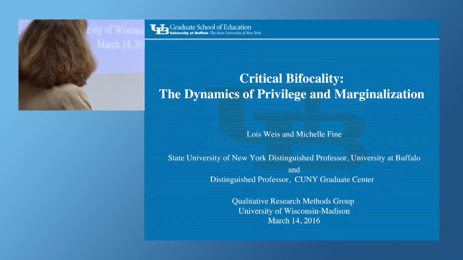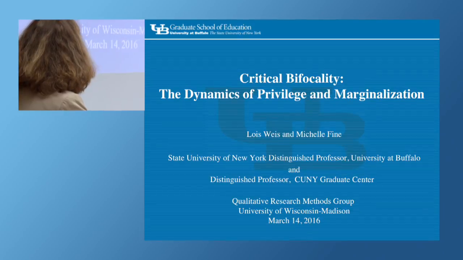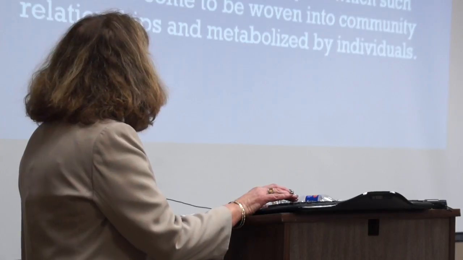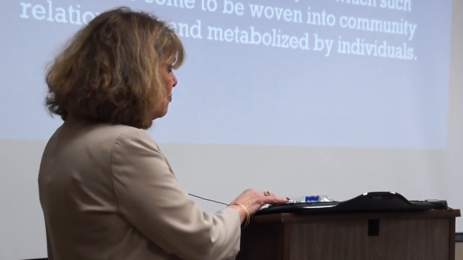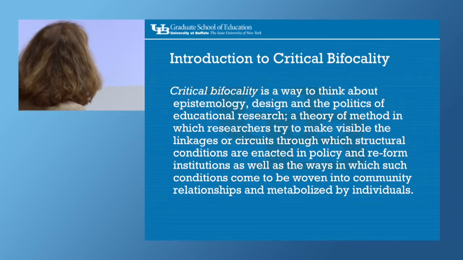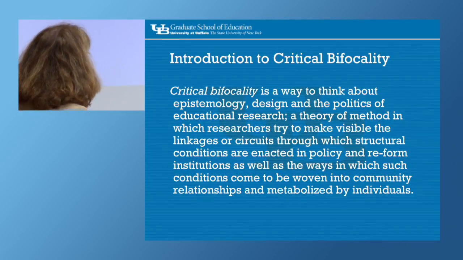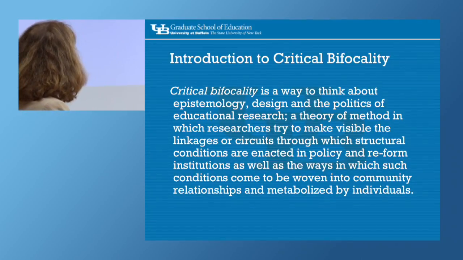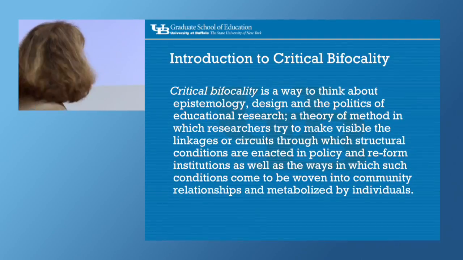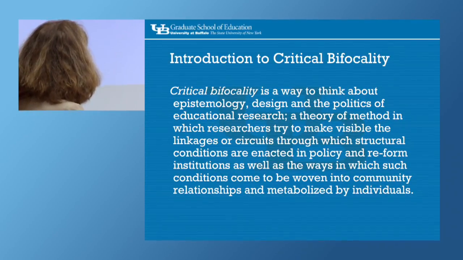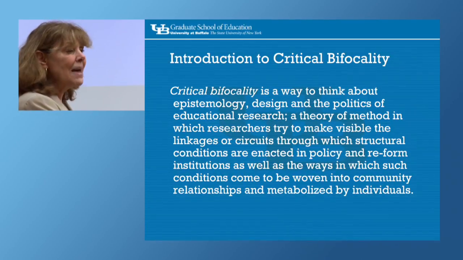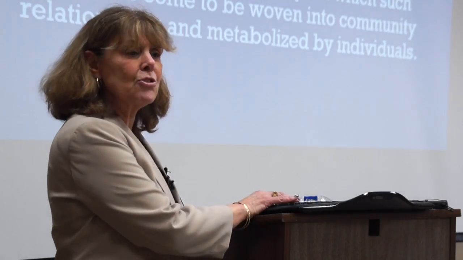So we call this critical bifocality, the dynamics of privilege and marginalization, and this is designed for the qualitative methods group. Let me just give you a couple of definitions here, and then I'm going to move to what we're doing. Critical bifocality is a way to think about epistemology, design, and the politics of education research, a theory of method in which researchers try to make visible the linkages or circuits through which structural conditions are enacted in policy and reform institutions, as well as the ways in which such conditions come to be woven into community relationships and metabolized by individuals. We are interested in structures and lives.